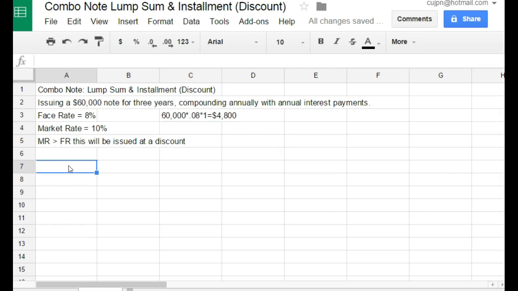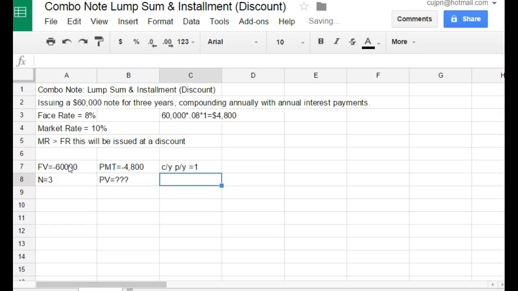In order to do this on the calculator, we have to get our variables. The future value: we're eventually going to be paying off $60,000. The annual payment that we're making for interest is going to be $4,800, which I just calculated using the face rate. The compounds per year and the payments per year are annual, so that's 1. My N is going to be 3 years. And what we're solving for is the present value.